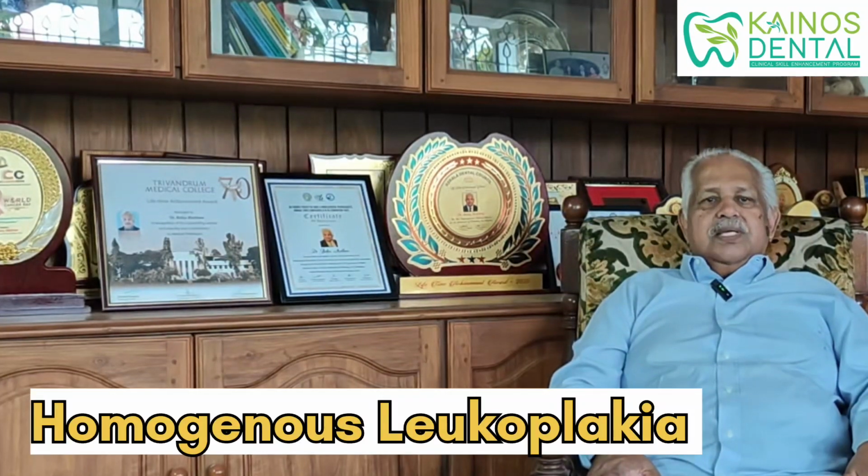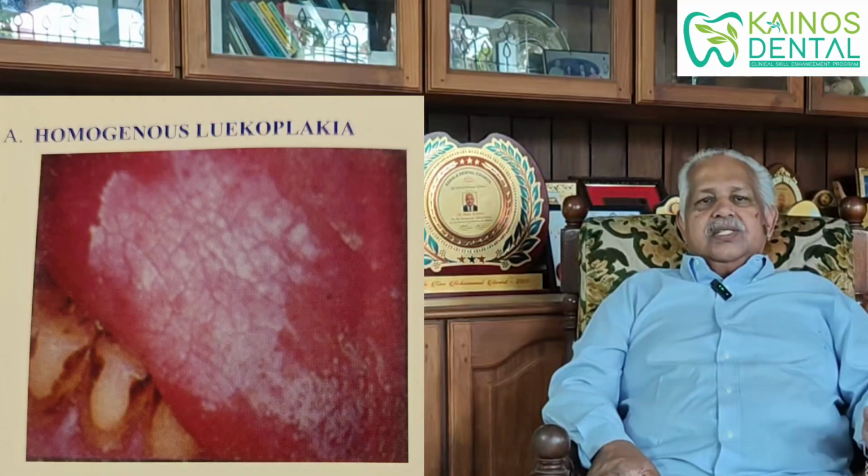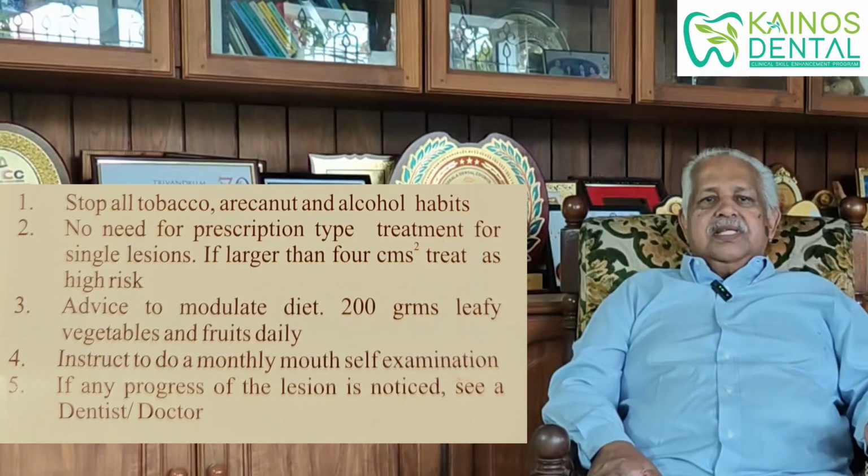All leukoplakias do not have the same natural history. Some of the leukoplakias are very benign and they very seldom undergo malignant transformation. Such leukoplakias are known as homogeneous leukoplakias. You can see the homogeneous leukoplakia in the picture. Such leukoplakias do not require a prescription type of treatment. What is important is that the patient should take plenty of green and yellow vegetables, because these vegetables and fruits have carotenoids and lycopene in plenty, and that is enough to prevent the malignant transformation of homogeneous leukoplakias.